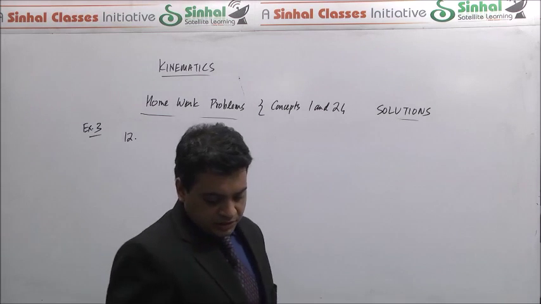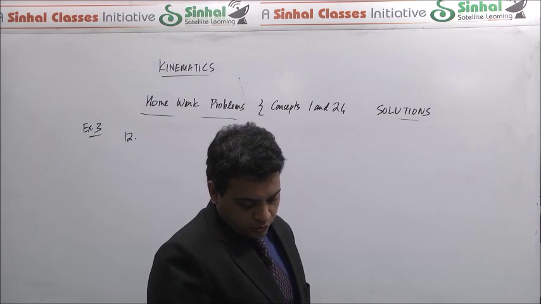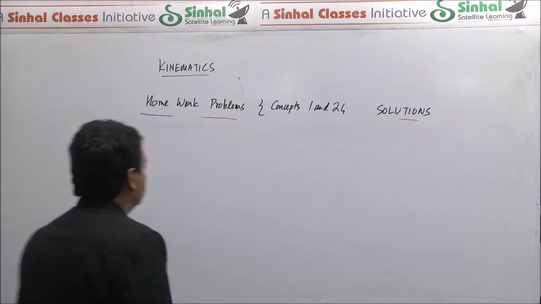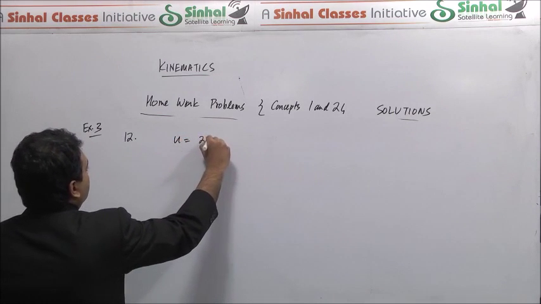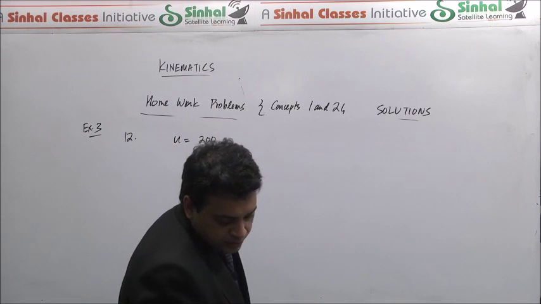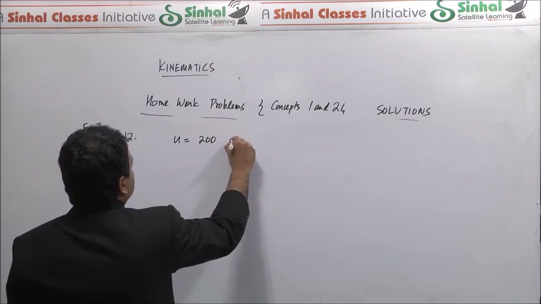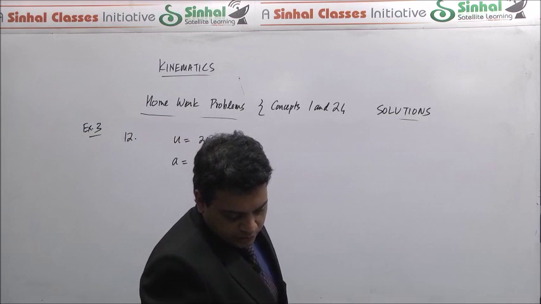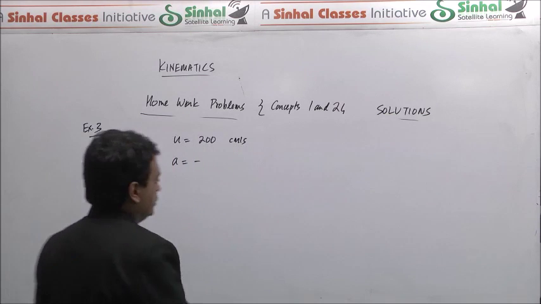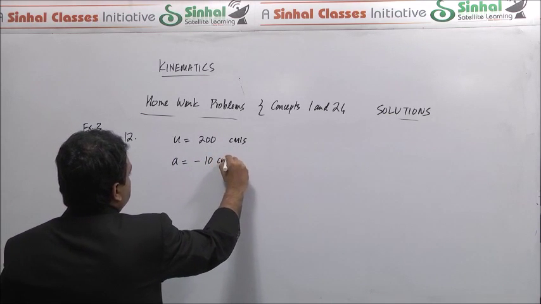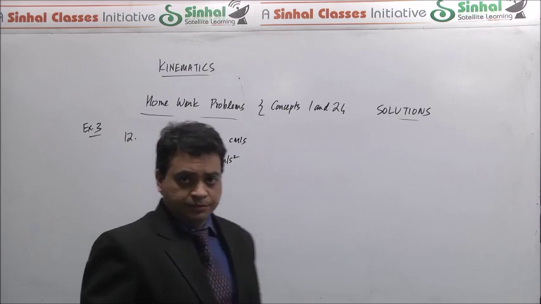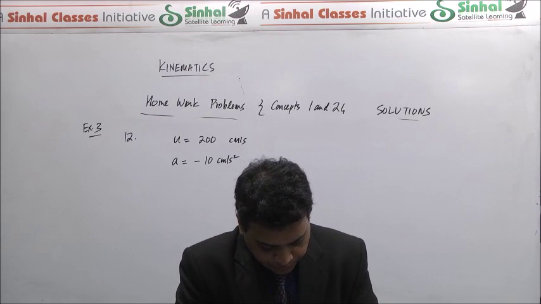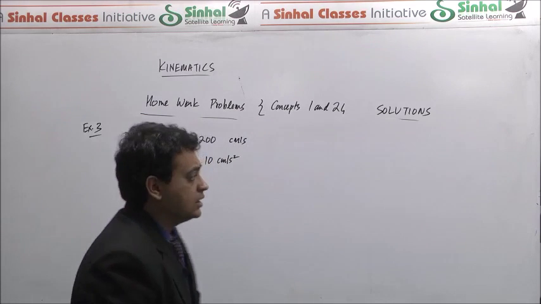The 12th problem here says that a body or a particle is moving along a straight line, and its initial velocity is 200 centimeters per second. Yes, centimeters per second, and it has a deceleration. So we'll write the acceleration with a negative sign. So it has a deceleration of 10 centimeters per second square. So given this information, now the problem is asking its displacement will be 1500 centimeters.